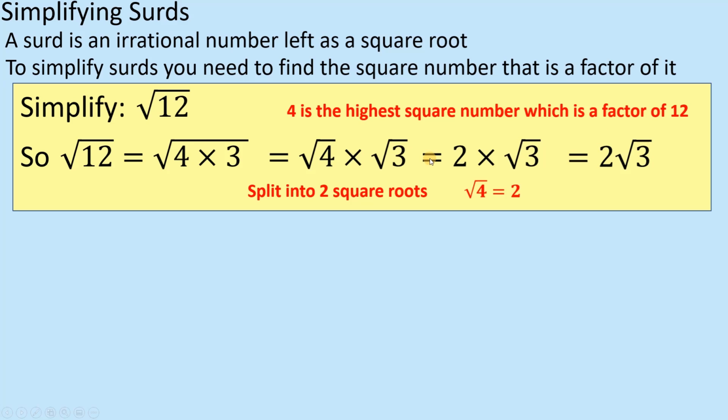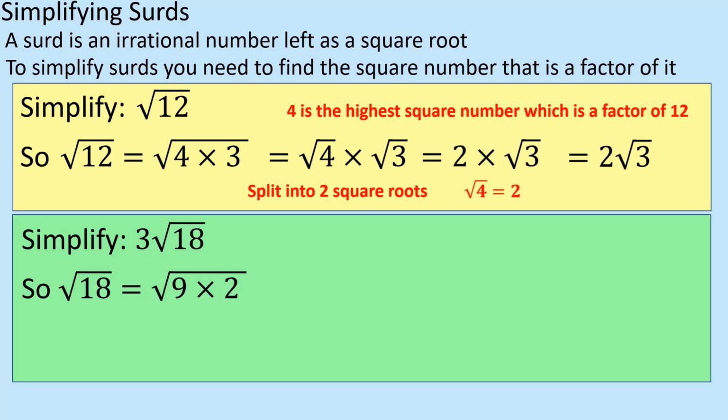So what you're looking for is a square number that goes into it, a factor of it, and then you square root that number and tag it on the front of whatever is left inside. It's really important you get the biggest square number that goes in there, as opposed to just any square number.